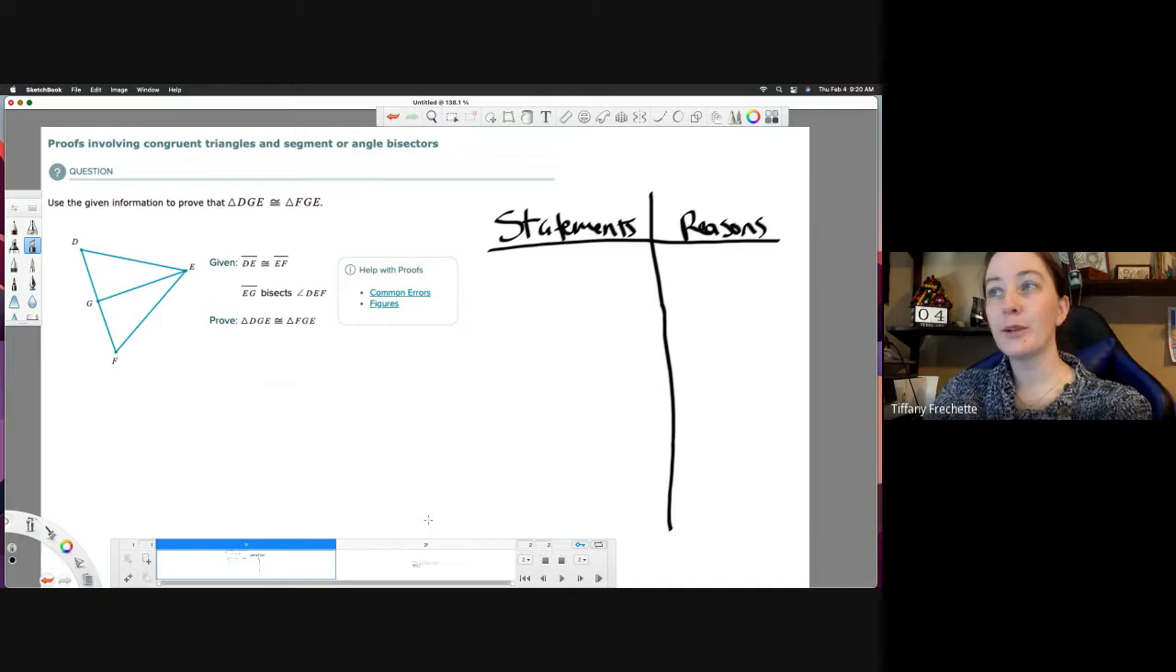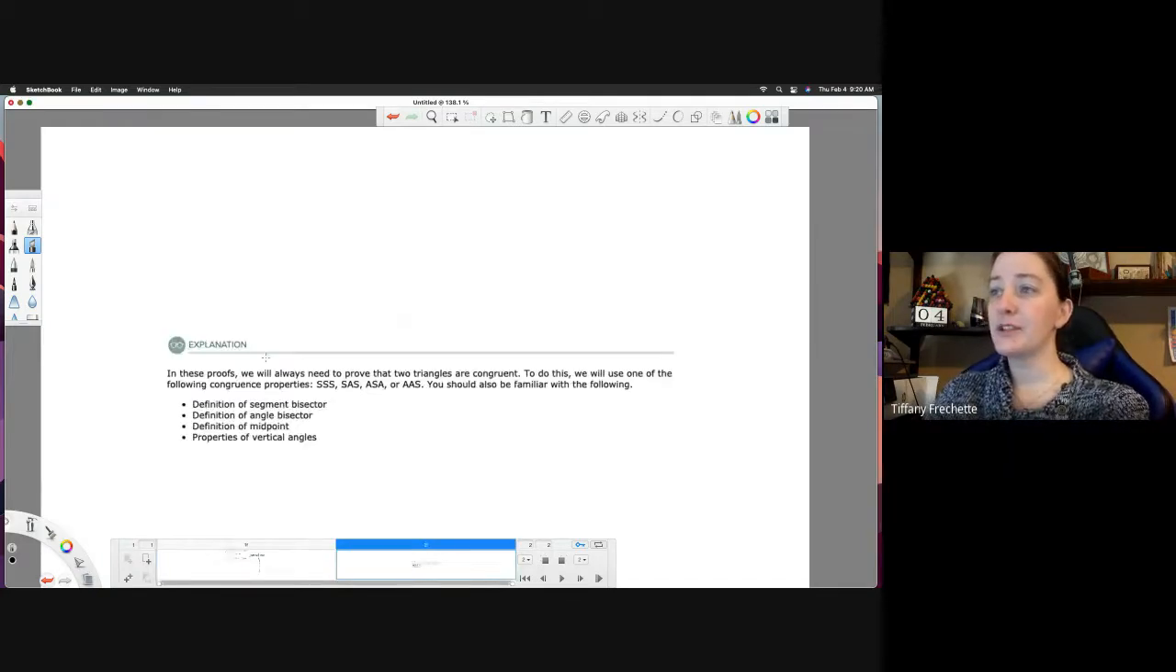So first, before we jump into the proof here, I want to make sure that we understand. This is the explanation page on here, and it says, in these proofs, we will always need to prove that 2 triangles are congruent. To do this, we will use one of the following congruence properties. So there's a few of them. We have side, side, side. That's what SSS stands for. It means all 3 sides of one triangle are congruent to all 3 sides of the other triangle.